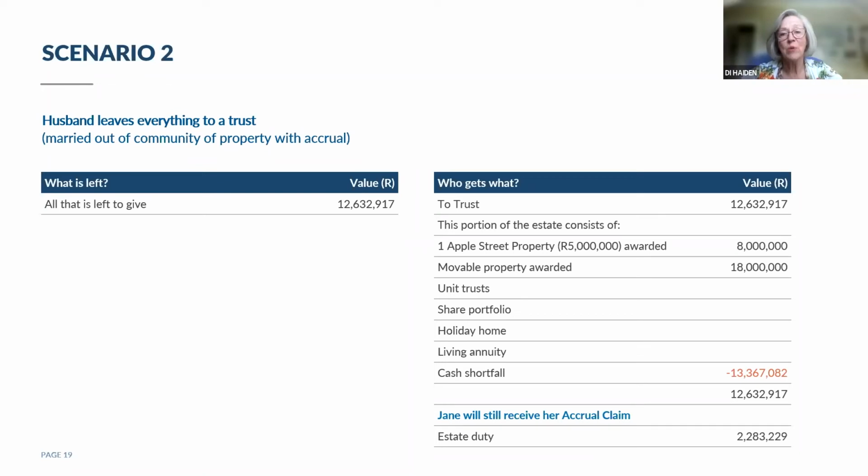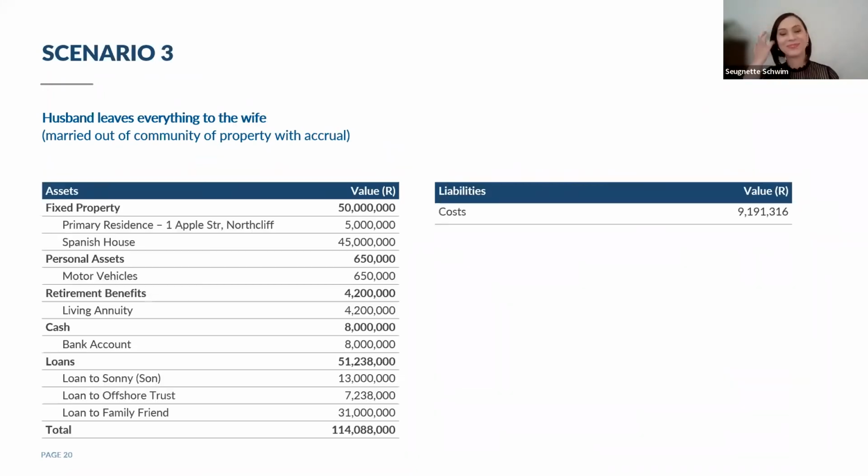Okay, so now we're going to come on to scenario three. And please, we don't want to lose you now. This is the most exciting bit because it's the most complicated. And I hope we've made it simple enough so that it makes sense. But Joe has now lived for a very long time and he's now accumulated a huge amount of wealth and he's still leaving everything to his wife. And he's obviously still married to the same wife, married out of community property with accrual. So Jane is now set to inherit this pot of 114 million altogether.